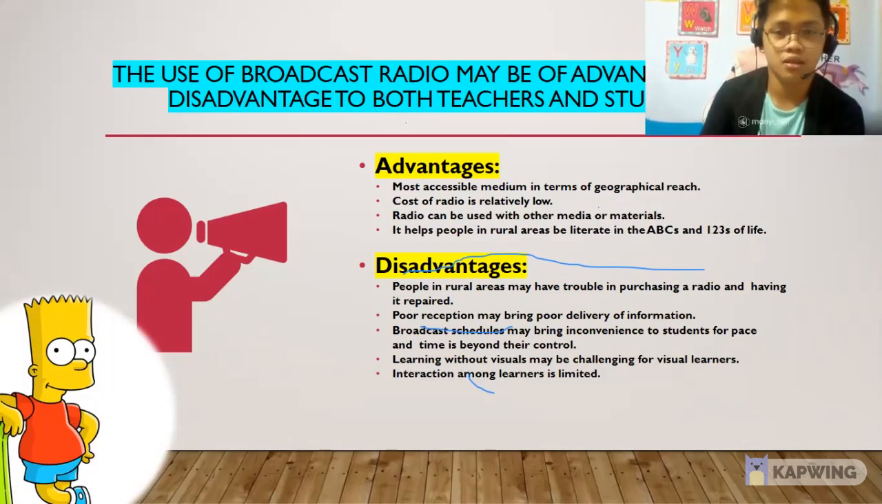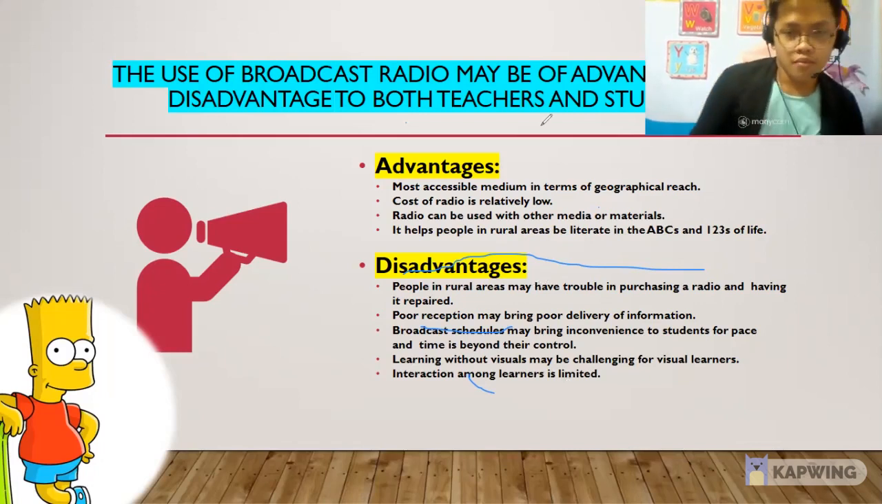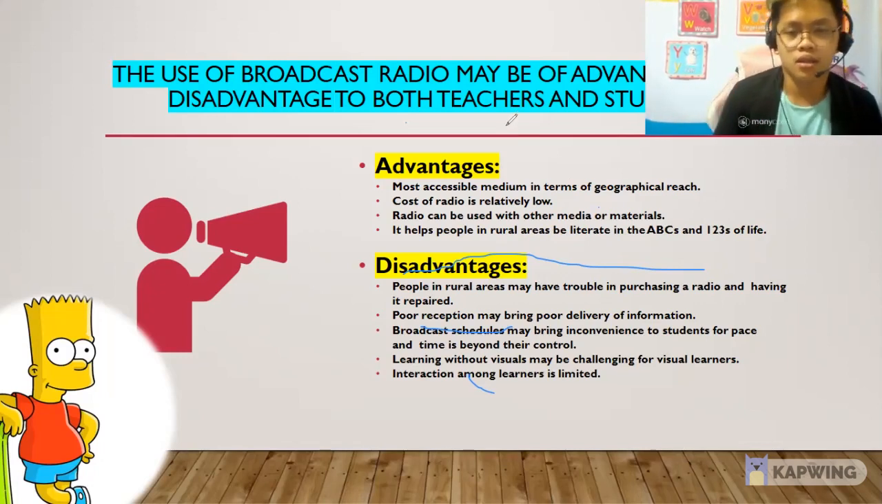So let's go to the disadvantages. People in rural areas may have trouble purchasing a radio and having it repaired. Also, poor reception may bring poor delivery of information. The third one, broadcast schedules may bring inconvenience to students for reasons beyond their control. Learning without visuals may be challenging for visual learners. And the last one, interaction among learners is limited.